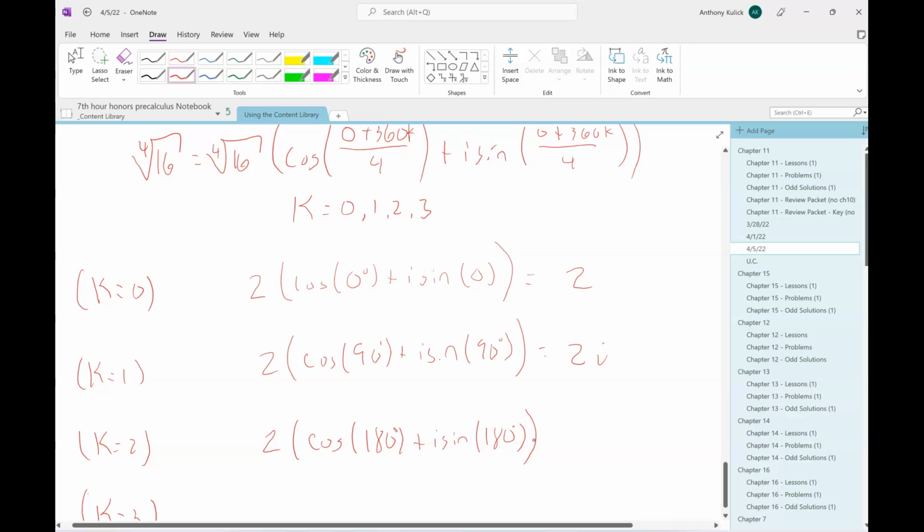Cosine of 180 is negative 1. Sine of 180 is 0. I don't know why I put positive there. So that gives me negative 2.